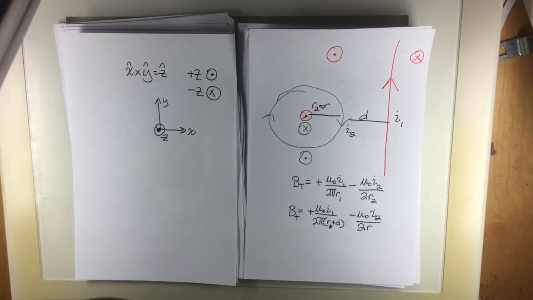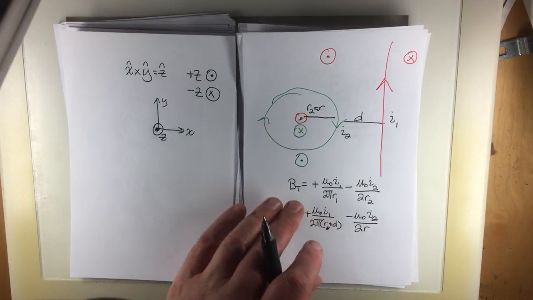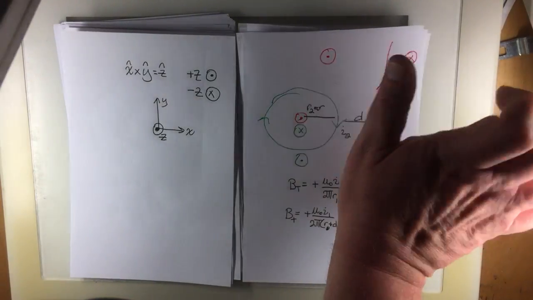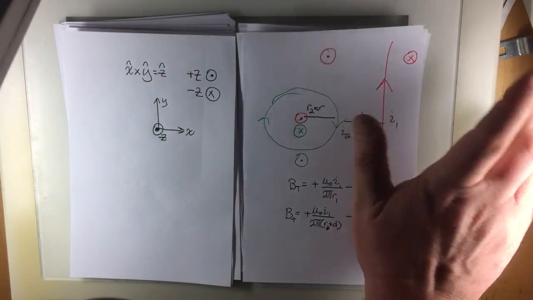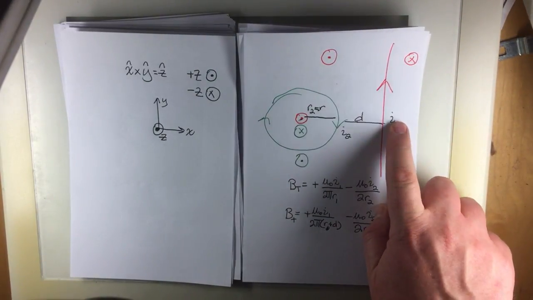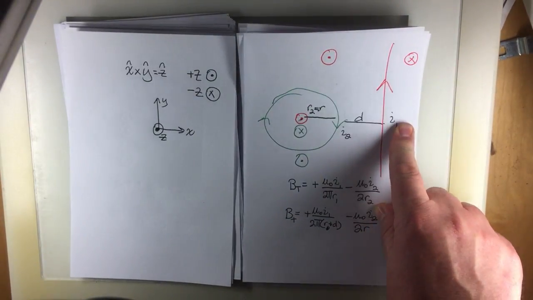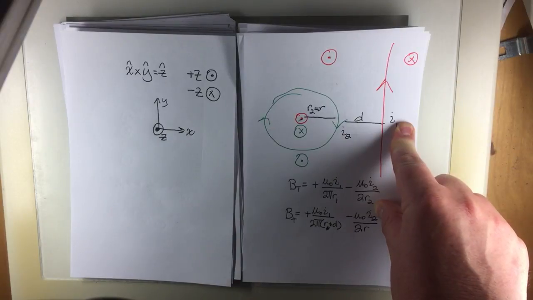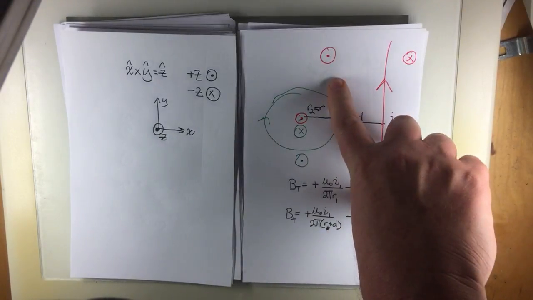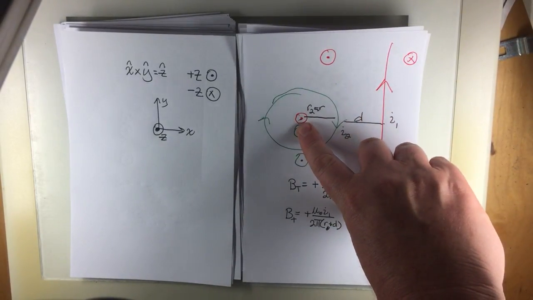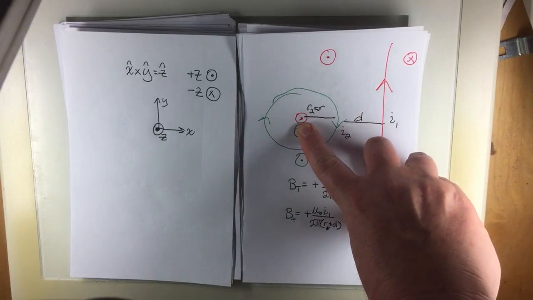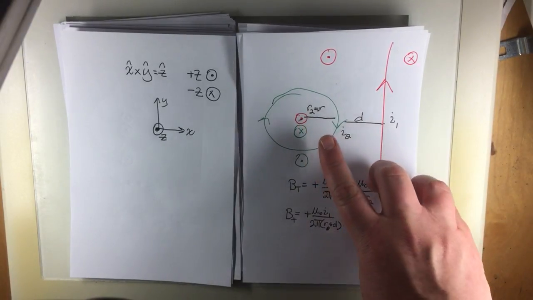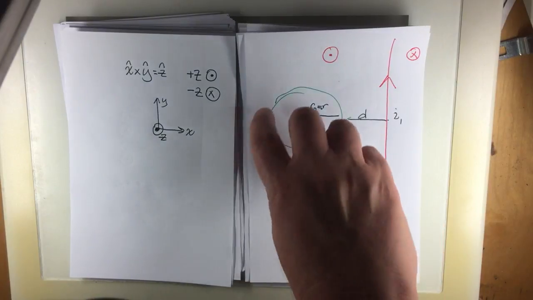If the B field vector is in, it is negative. If the B field vector is out, it is positive. Now over here, the B field wraps. So the B field from the line on this side of the wire is negative. On this side of the wire, which is the same side as the center of the circle, it's positive. For the green line, it is clockwise.